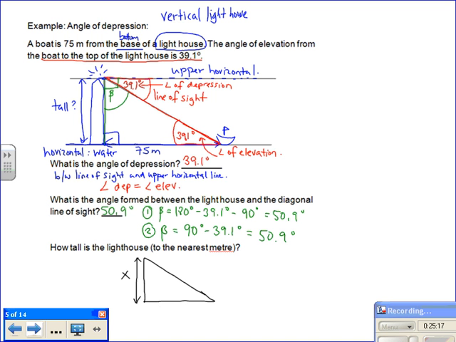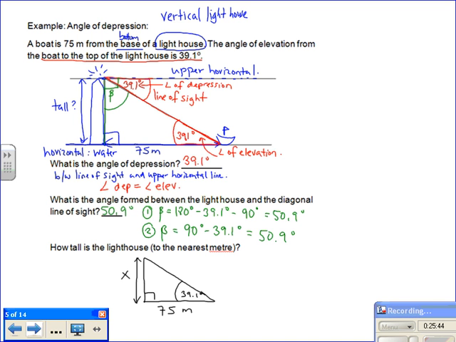And I know that down below, the bottom of my triangle here is 75 meters. And I have this angle, 39.1 degrees. That's the angle of elevation. You also have the angle beta, which is 50.9. And so you could also use that angle. You've got more than one way to solve this problem. Okay, I'm just going to use the angle of elevation that I was given originally to solve it.